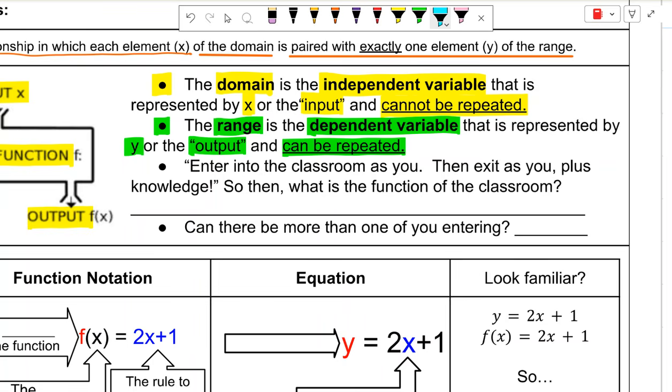And now, if you were in the classroom, you would enter into the classroom as you, and all students in this period came through the door as themselves. Then they would exit as you plus knowledge. So then, what is the function of the classroom? What is it? What's the function? Knowledge. Yes, to gain knowledge. So the function of the classroom is to gain knowledge.